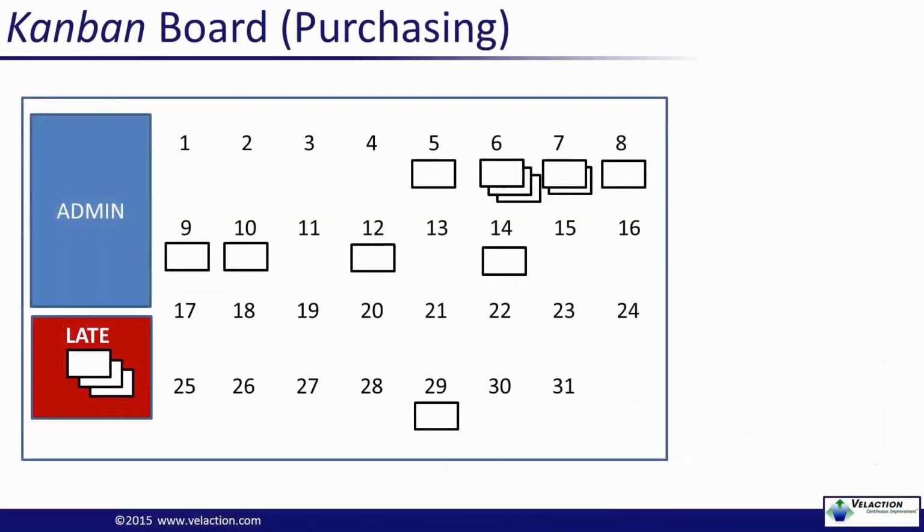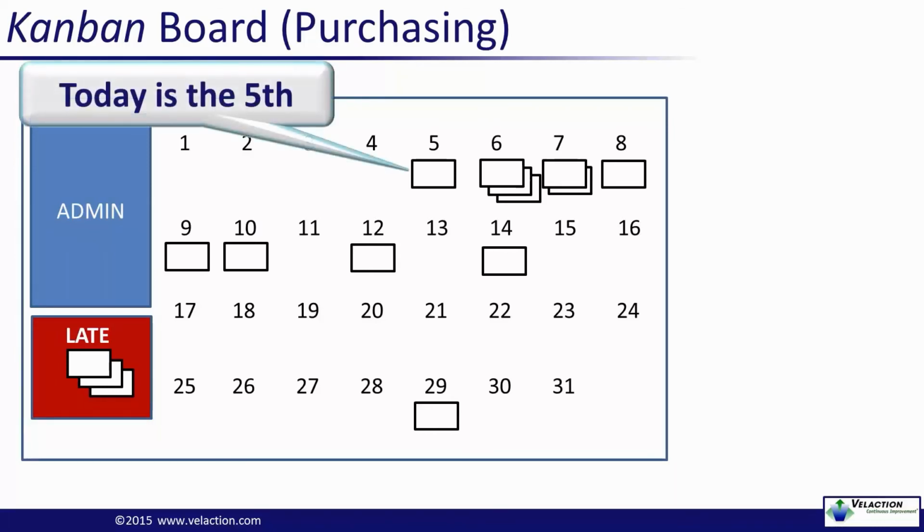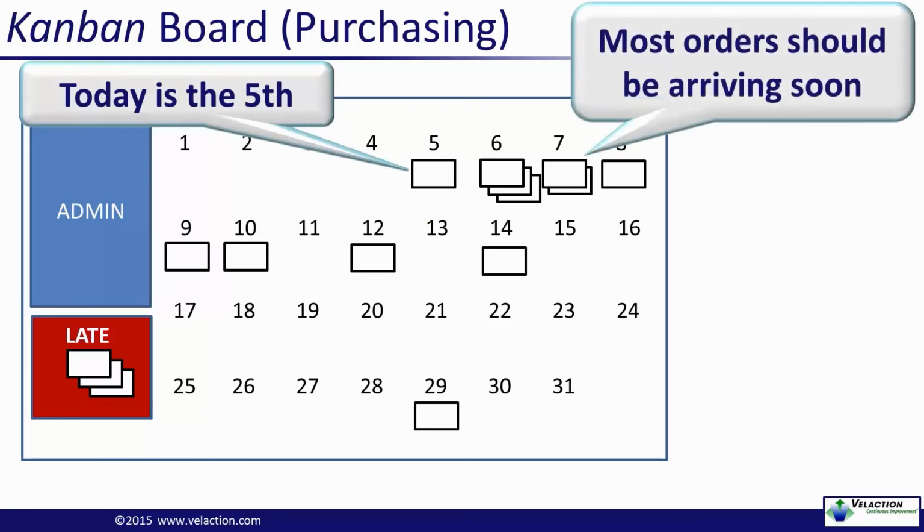I mentioned the Kanban board earlier when talking about the responsibilities of the material handler. Note that the numbers on the board correspond to the days of the month. In this case, let's assume that today is the 5th. There is one card on the hook corresponding to today's date. That means that there is one order that has yet to arrive. On a team that is focused on improving the material flow, you would also expect to see the majority of the cards on the board due in the near future.